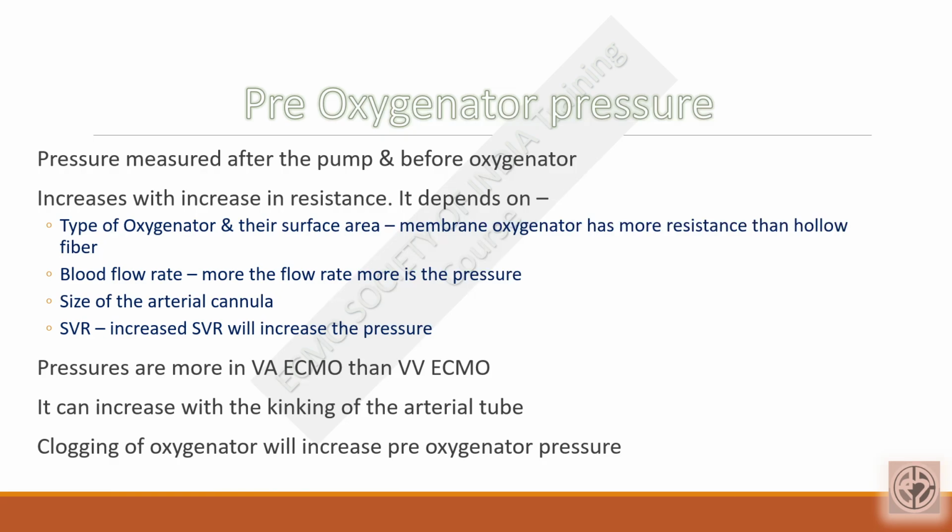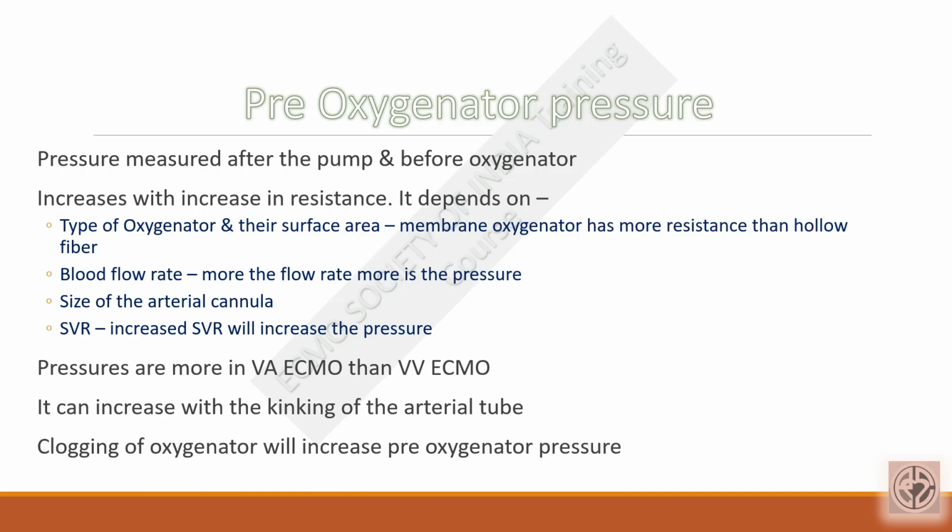So anything after the oxygenator, suppose your arterial line is clamped or the arterial line is kinked, the P1 will increase. Suppose your cannula is abutting the vessel wall, the P1 is going to increase. Okay. So anything which increases the resistance or increases the afterload is going to increase the pressure.